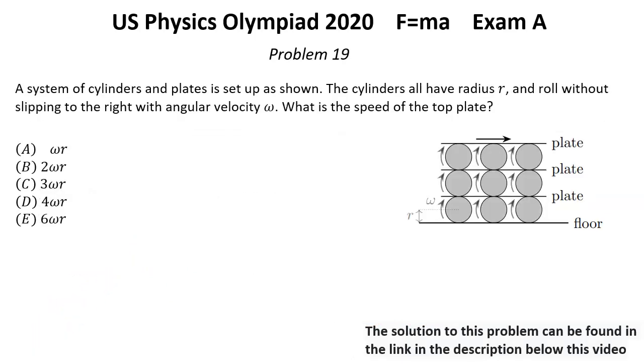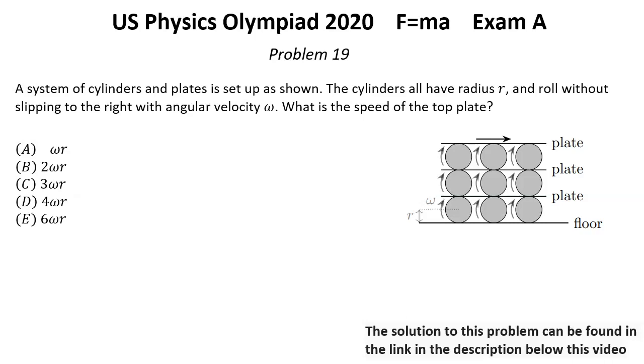Problem number 19. A system of cylinders and plates is set up as shown. The cylinders all have radius r and roll without slipping to the right with angular velocity omega. What is the speed of the top plate? Solution for problem number 19.